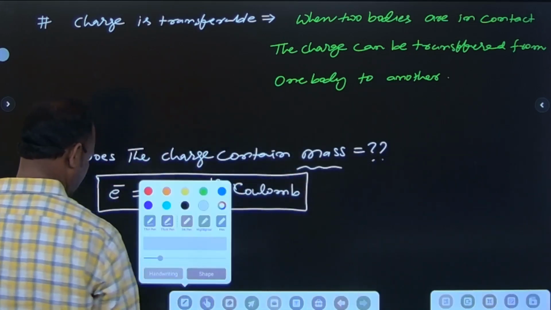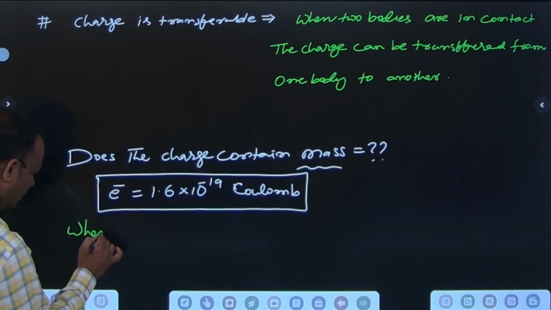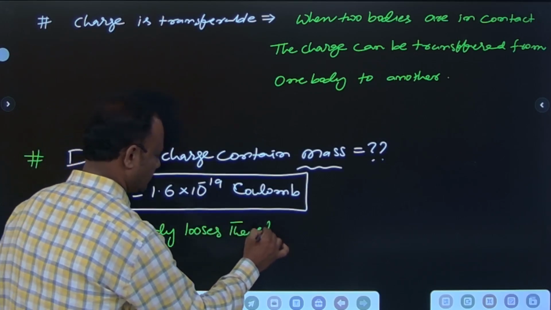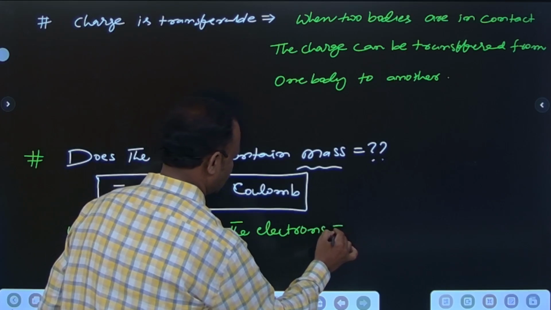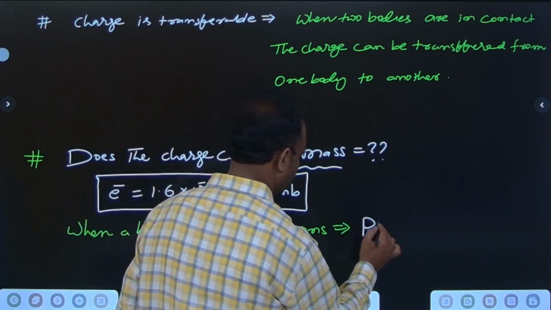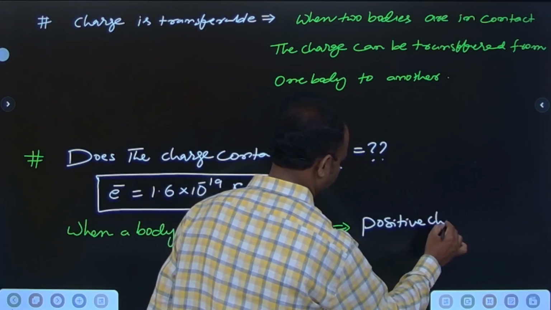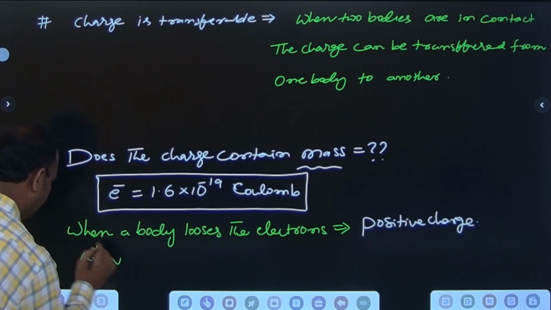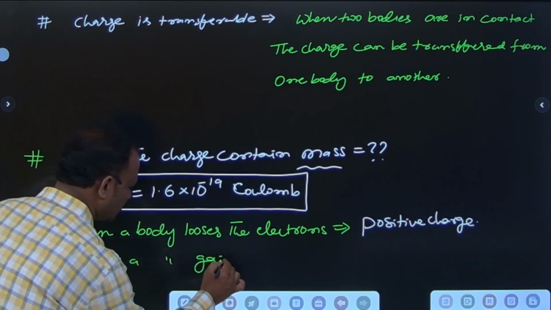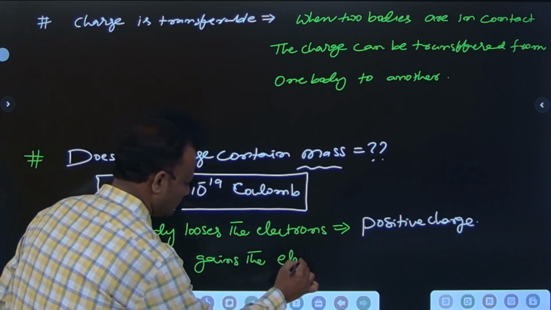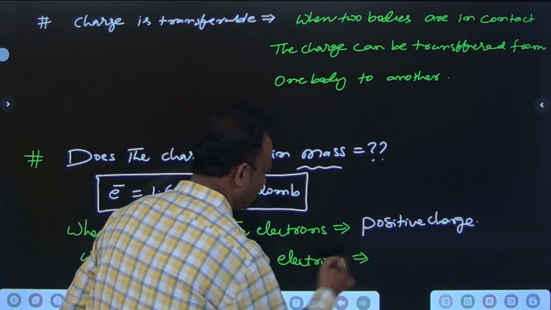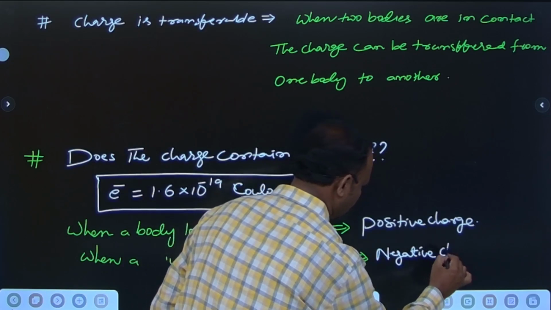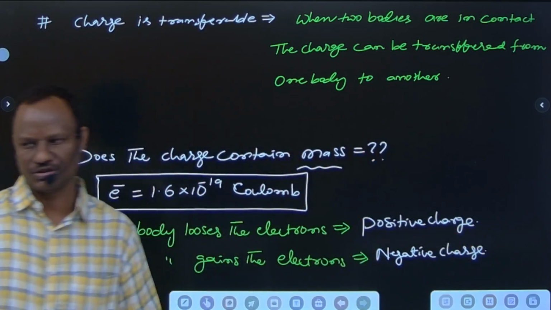So I can say that when a body loses electrons, it acquires positive charge. It's a positive charge. When a body gains electrons, then it has negative charge.